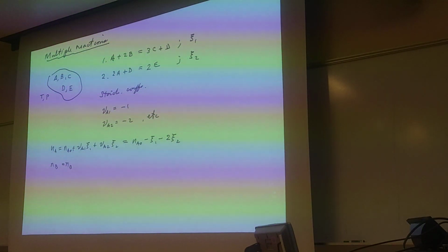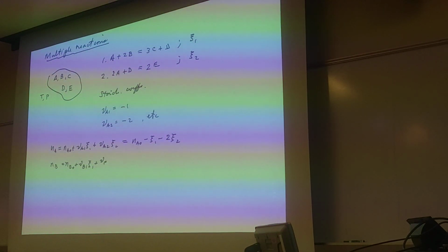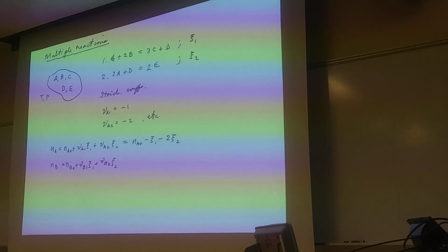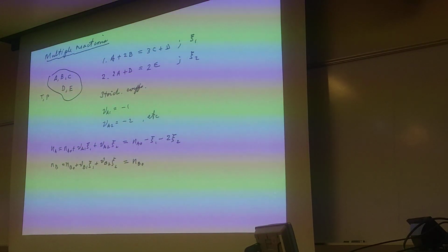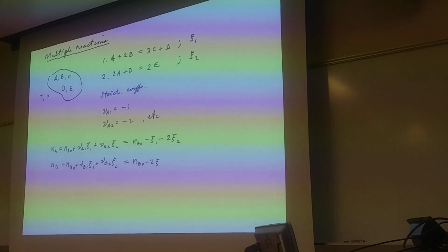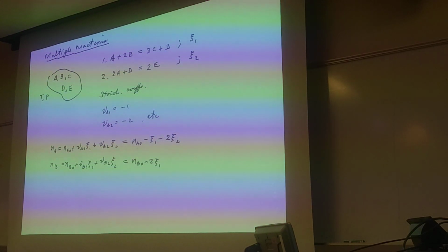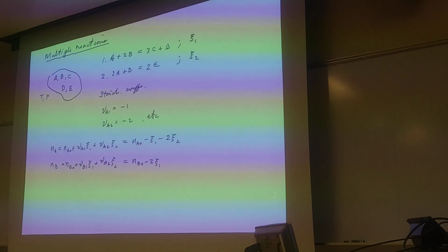N_B would be N_B0 plus ν_B1 ξ1 plus ν_B2 ξ2. If we look up there, we see that's minus 2ξ1, and there is no B in the second reaction, so that is the end of the story.